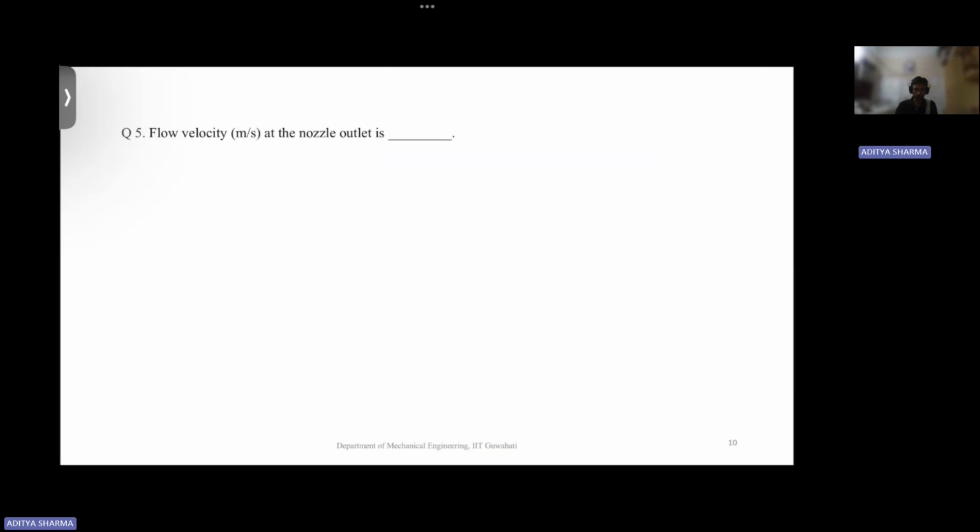Now the flow velocity at the nozzle outlet, we need to calculate.